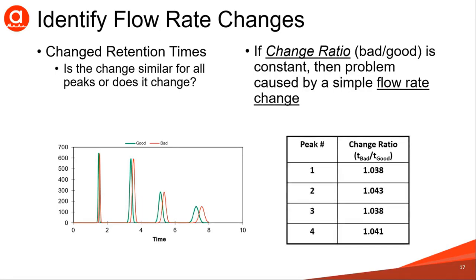This would be an example of data using this. Notice the absolute differences in retention times are different for the four peaks based on their actual retention times. However, the ratio or the relative change is constant for all of them. This only happens with a flow rate change.